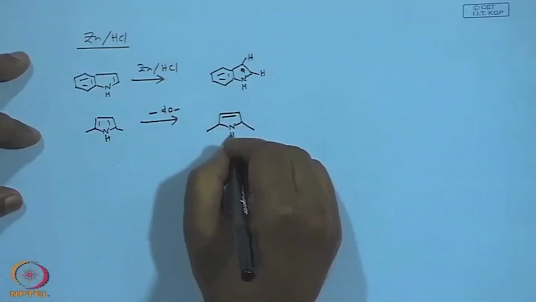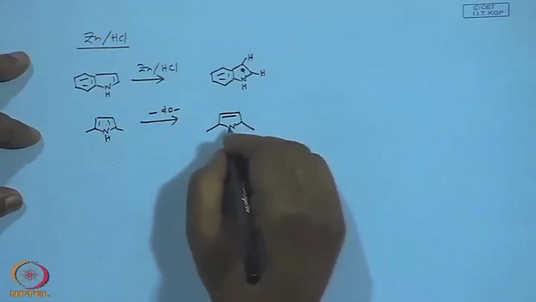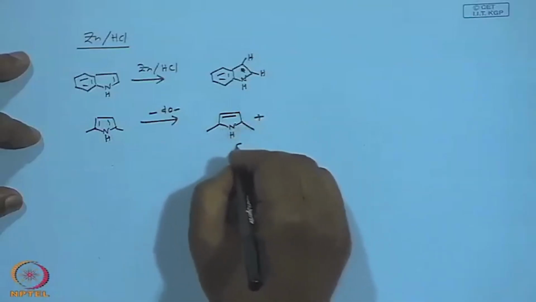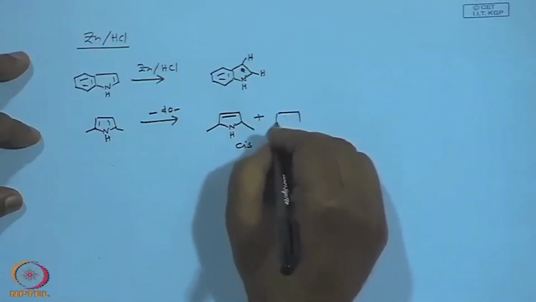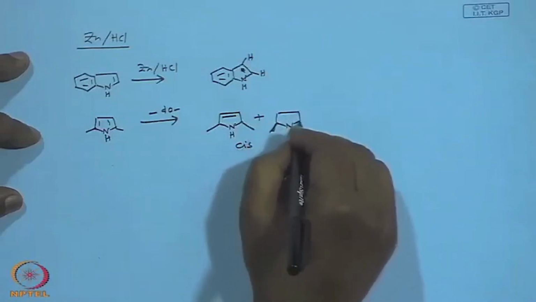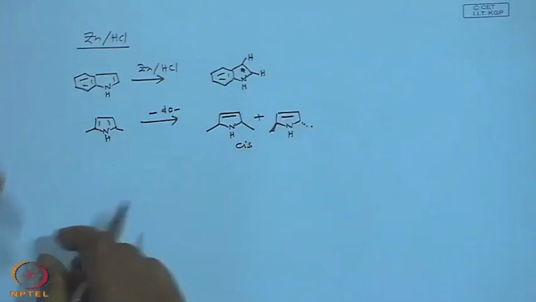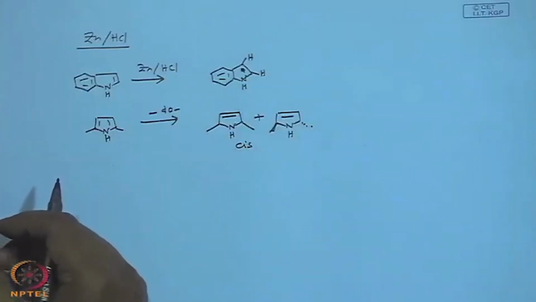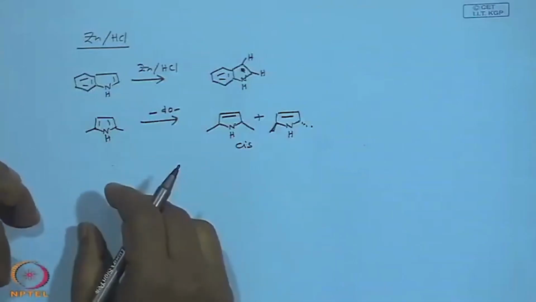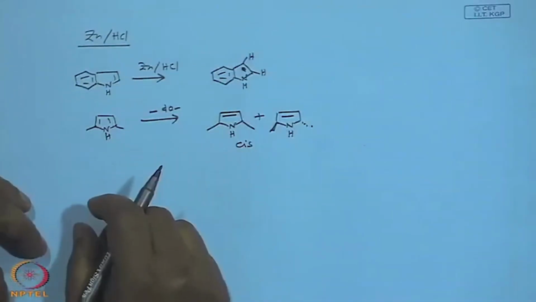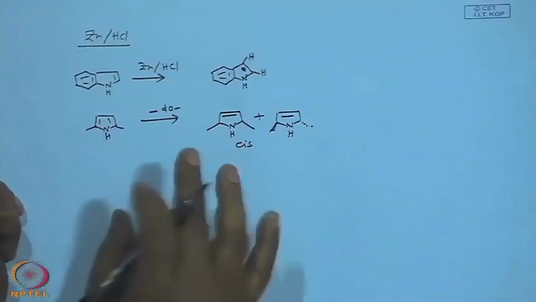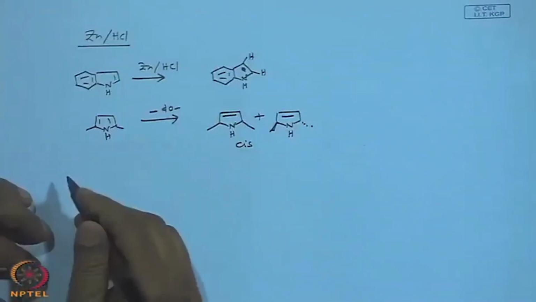Then again you have the probability that if this is cis, then of course there is also a probability that it can produce the trans one. So, you get a mixture of the cis and trans. Normally you get more of the trans, of course, in this sort of reduction, contrary to the hydrogenation.